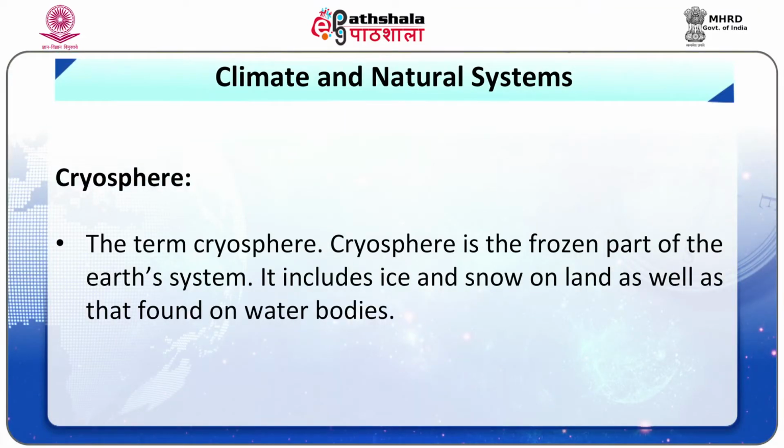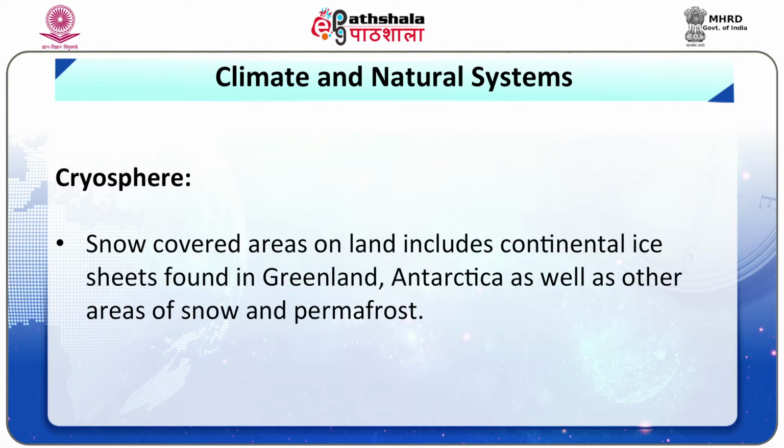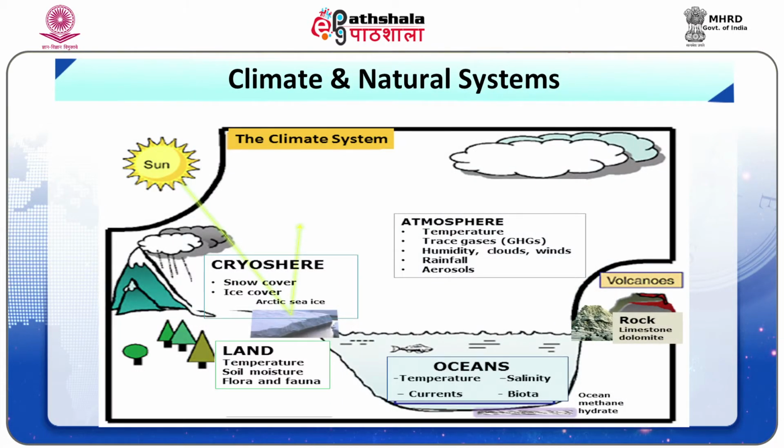Now comes the cryosphere. You may also be familiar with the term cryosphere. Cryosphere is the frozen part of the Earth system. It includes ice and snow on the land as well as that found on water bodies. Snow covered areas on land include continental ice sheets found in Greenland, Antarctica as well as other areas of snow and permafrost. The other part of cryosphere found on water bodies includes the frozen parts of oceans near the polar regions and also includes the frozen rivers and lakes.